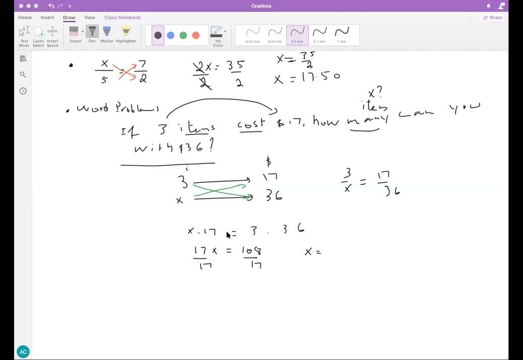6.3. That's right, 6.35 approximately. So we're talking about items, so it's about 6 items. Okay, and you're going to have some change left. Let's say if this was a piece of clothing, you can say 6 and a piece of a dress or something, but rather take the whole number and you have some change left from this 36.